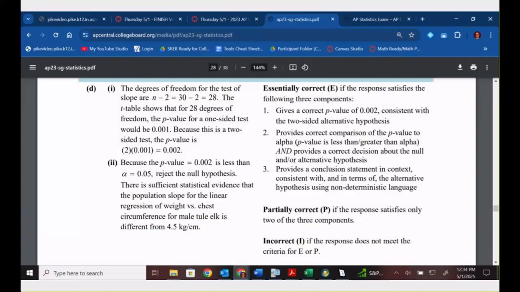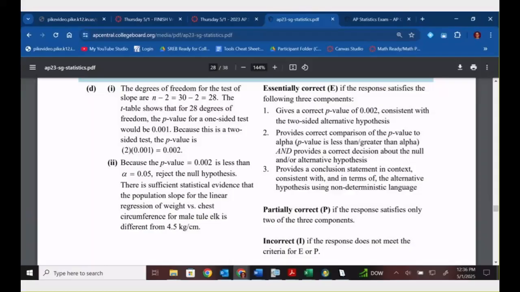And then because the p-value 0.002 is less than alpha 0.05, we reject the null hypothesis. That's component number 2 right there. There is sufficient statistical evidence, or there is convincing evidence, that the population slope for the linear regression of weight versus chest circumference for male tool elk is different from 4.5 kilograms per centimeter. That would be a full and correct answer. If you have all 3 components, give yourself an E. If you have 2 of those 3 components, give yourself a P. If you have 1 or none, give yourself an I.